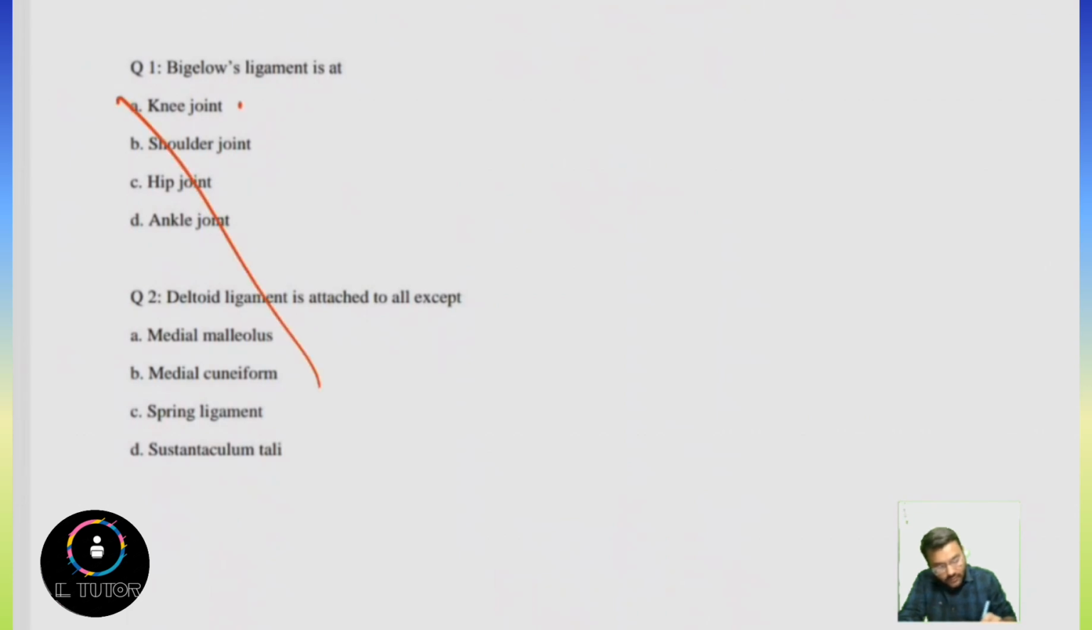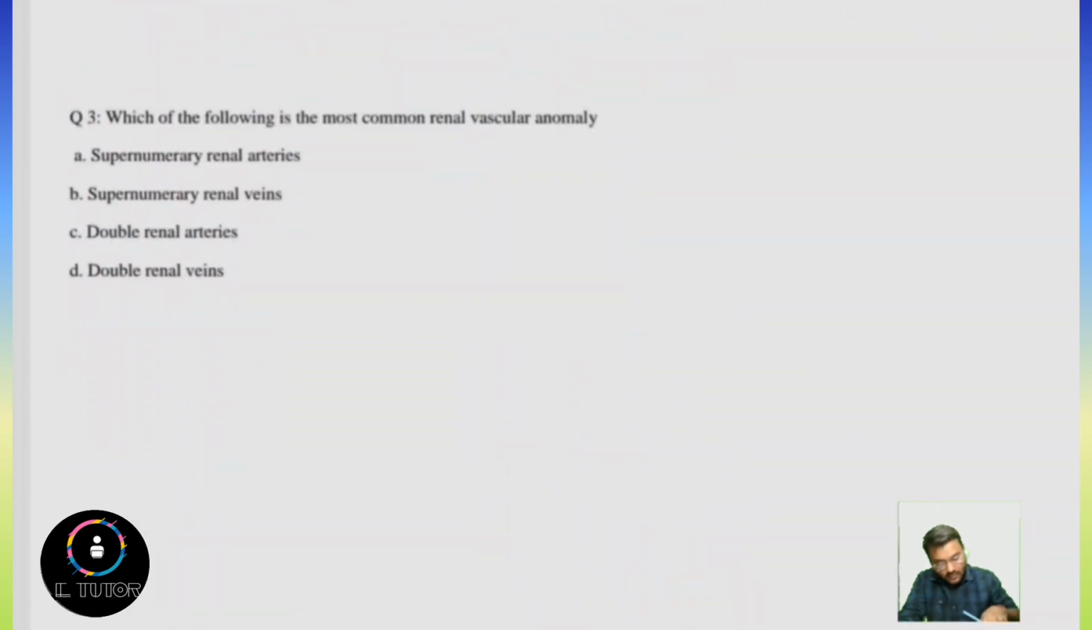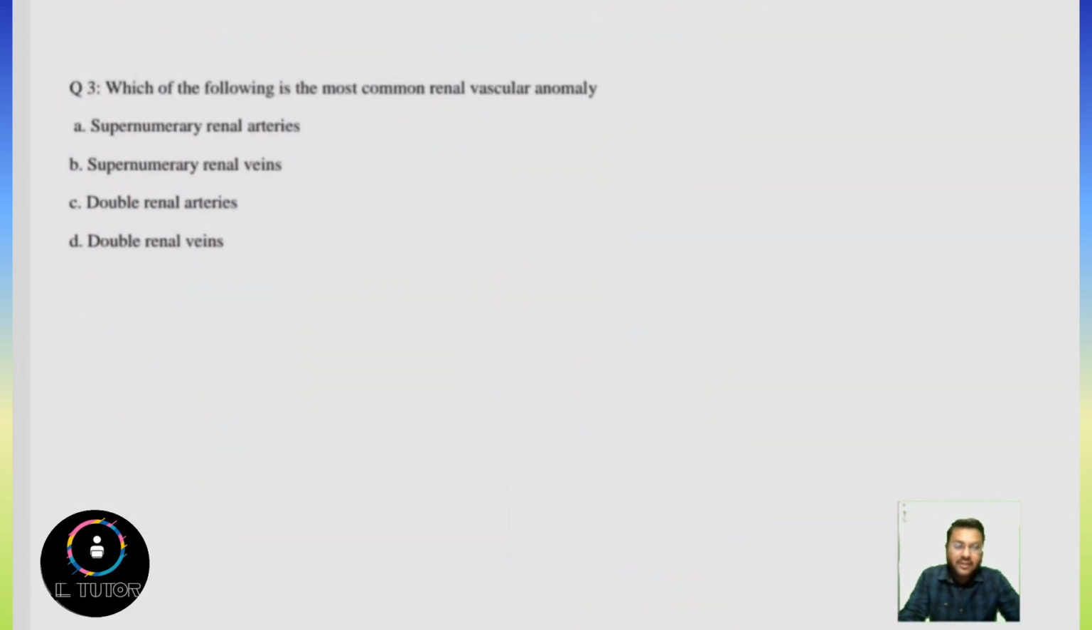These are repeated questions. Which of the following is the most common renal vascular anomaly? From the given options, the most common renal vascular anomaly is supernumerary renal arteries, not veins. So option number A will be the correct answer.